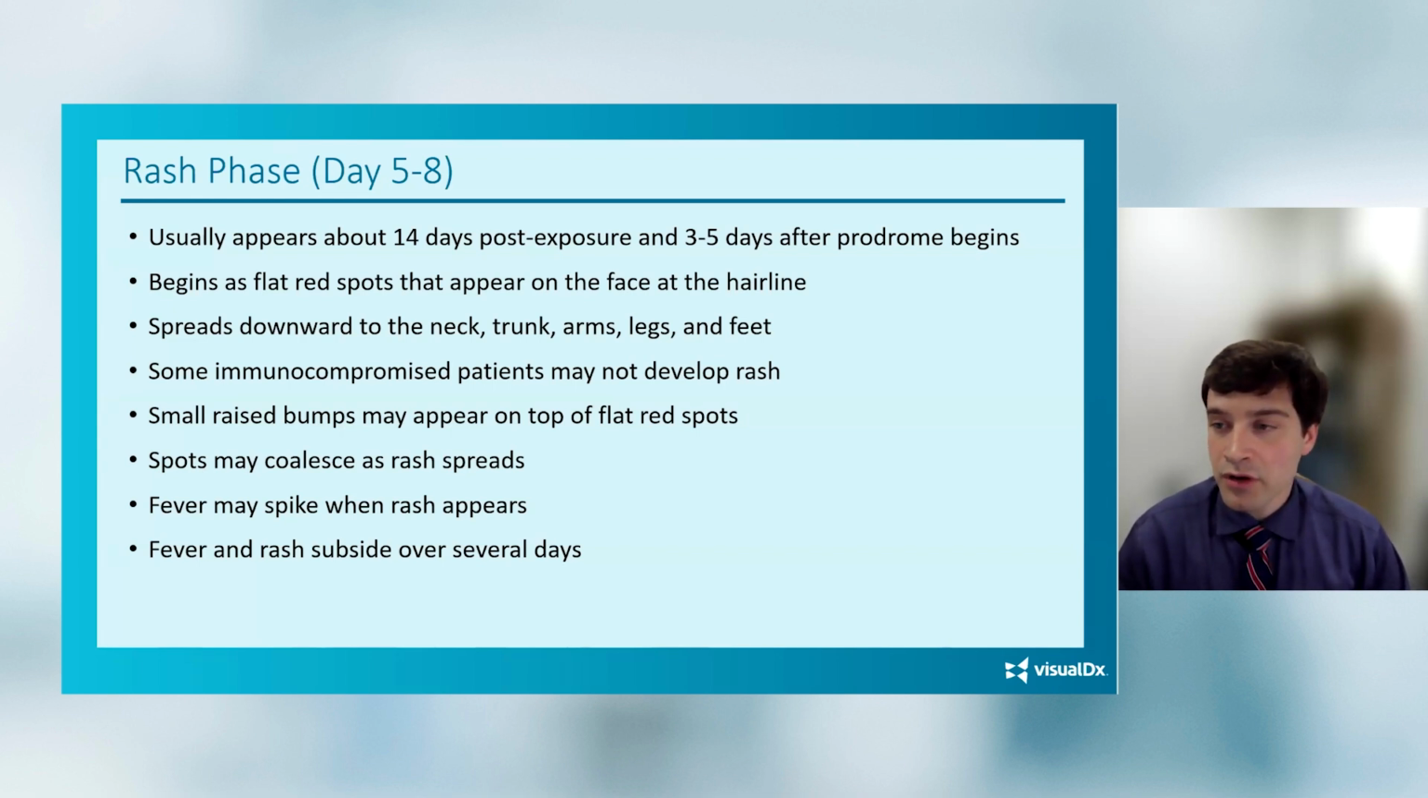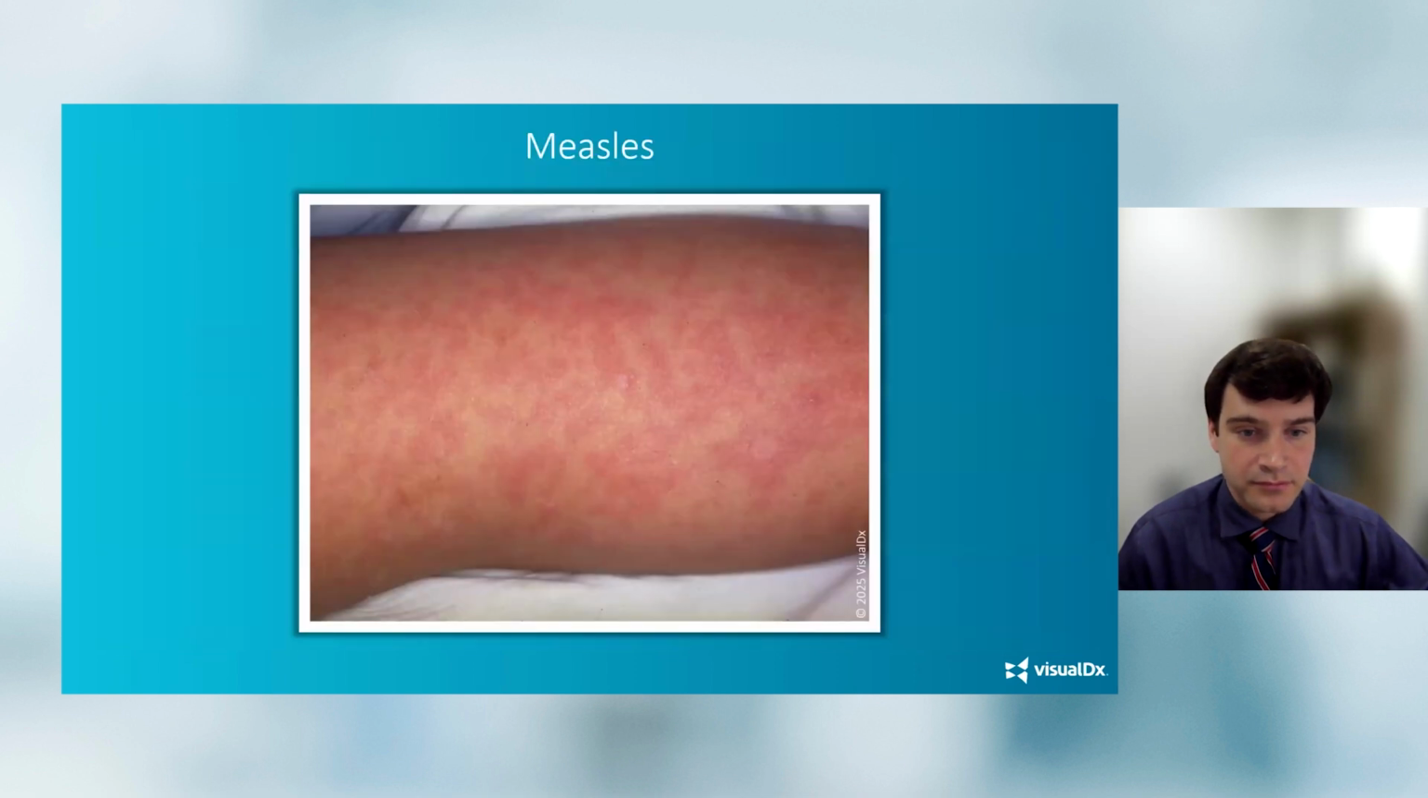Now, some patients who are either immunocompromised or who actually have breakthrough infections after vaccination can have more atypical presentations where the rash either is not as prominent or is absent altogether. But these are, for the most part, uncommon presentations. Here's an example of a measles rash on a patient's extremity, and all of these images are available on VisualDx for review in the future.